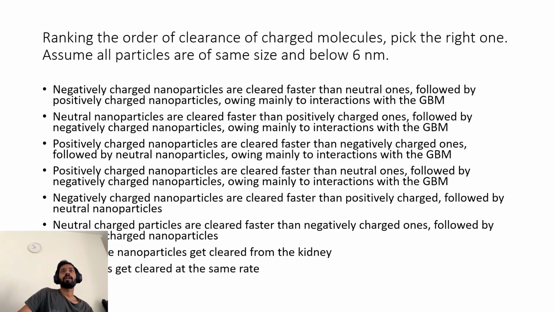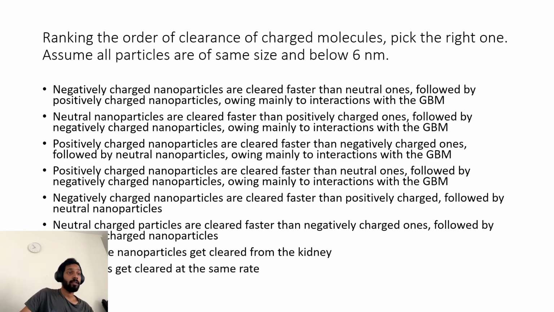Negatively charged nanoparticles are cleared faster than neutral ones, followed by positively charged nanoparticles, owing mainly to interactions with GBM. Neutral particles are cleared faster than positively charged ones, followed by negatively charged particles. Positively charged particles are cleared first, followed by negatively charged, and then neutral. Or positively charged particles are cleared first, followed by neutral ones, and then negatively charged. Or negatively charged particles are cleared faster, followed by positively charged and then neutral. Or neutral particles are cleared faster than negatively charged ones, followed ultimately by positively charged ones.